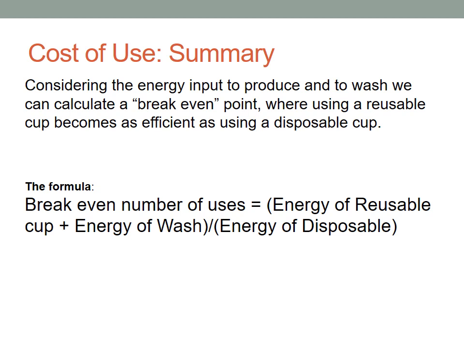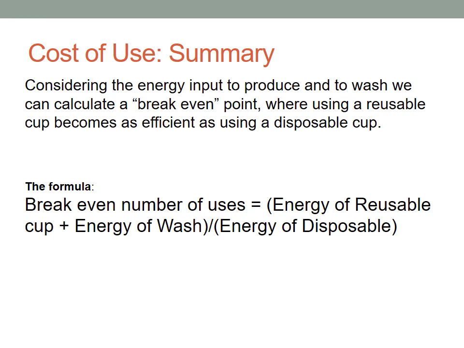Our break-even number of uses equals the energy of the reusable cup plus the energy of wash. What that means is that as the reusable cup is used, let's say 70 or 80 times, we have to factor in all the energy that is used by the cup in that period of time to give a reasonable, accurate comparison. So we have to count in the energy of a wash. We have to figure that out somehow.